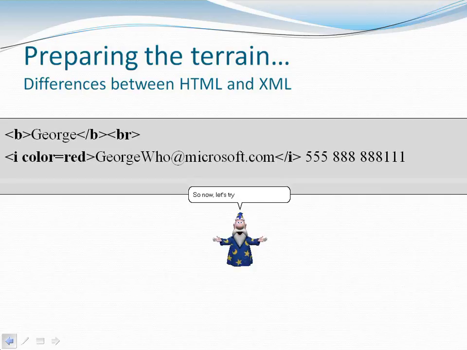So now, let's try this again. What is georgiuho@microsoft.com? So? Again, a computer doesn't know that this is an email. And the final number could mean anything also. Okay.